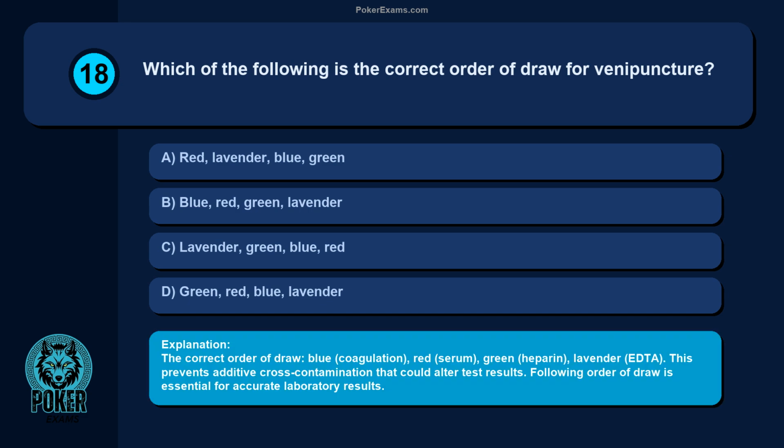The correct order of draw: blue, coagulation; red, serum; green, heparin; lavender, EDTA. This prevents additive cross-contamination that could alter test results. Following order of draw is essential for accurate laboratory results.